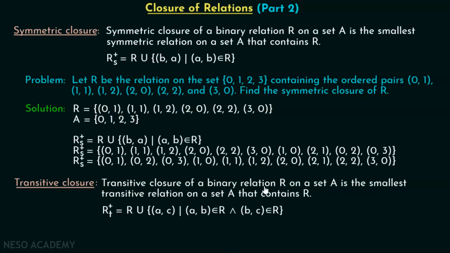So transitive closure of a binary relation R on a set A is the smallest transitive relation on a set A that contains R. Transitive closure of a binary relation R is denoted by Rt+, and this must be equal to R union with the set of all ordered pairs (a, c) such that (a, b) belongs to R and (b, c) belongs to R. This is important. If (a, b) belongs to R and (b, c) belongs to R, then (a, c) must be included in order to make that particular relation transitive.